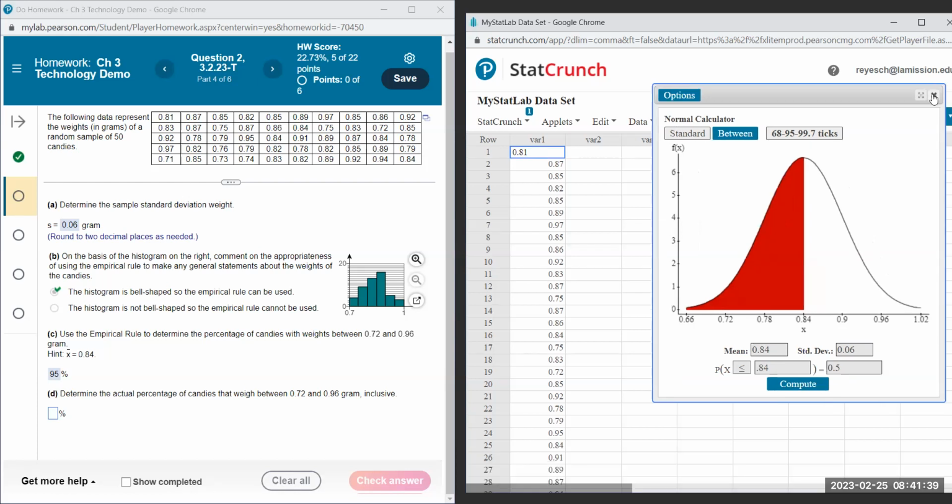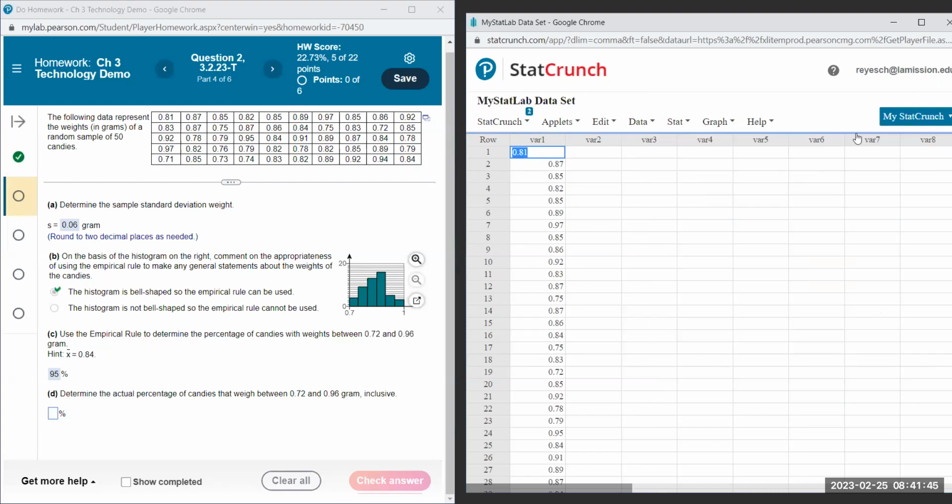I guess I'm going to close this for now, so it's a little bit cleaner. We need to count how many were between those two weights, but they're out of order, so it's going to be difficult to count. So I'm going to sort this column, put them in order from smallest to largest.